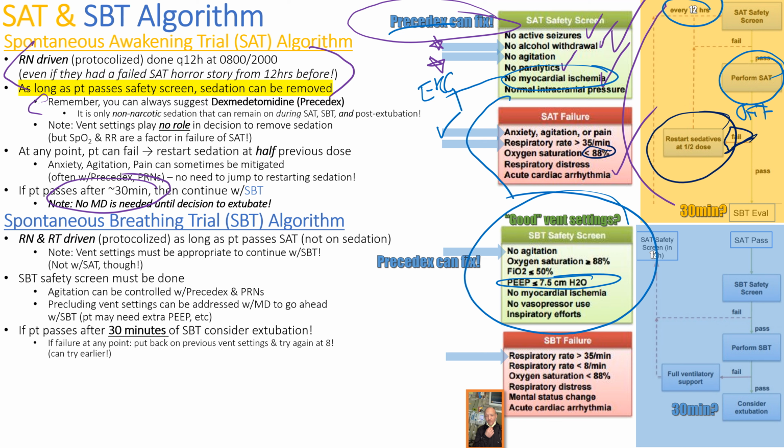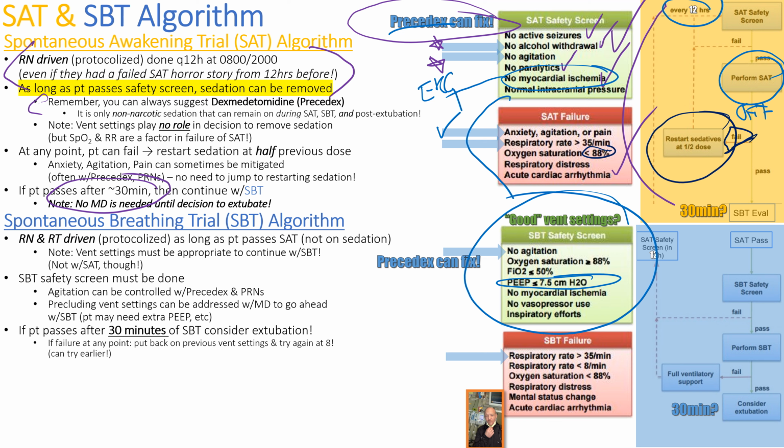There is overlap with the SAT, right? If they're agitated, we can control that with Precedex. They also shouldn't have myocardial ischemia. I know you're requiring oxygen right now for your heart, but if we make you work harder, you might breathe faster, you might get increased shortness of breath when we put you on this breathing trial, right? So, obviously, no myocardial ischemia. Hopefully they're not paralyzed by this point. Hopefully you recognize that up here, right?